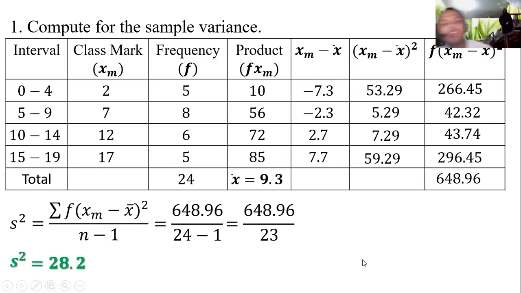Okay? Again, to find the variance, you need to compute for the class mark, then the product of the class mark and frequency, find the mean. Next is the deviation, the square deviation, the product of the frequency and the square deviation, then summation divided by n minus 1, then the result is 28.2. Okay?